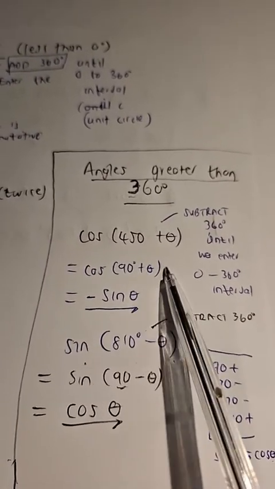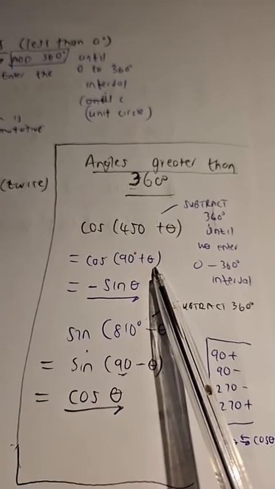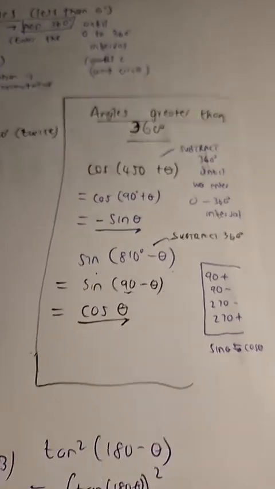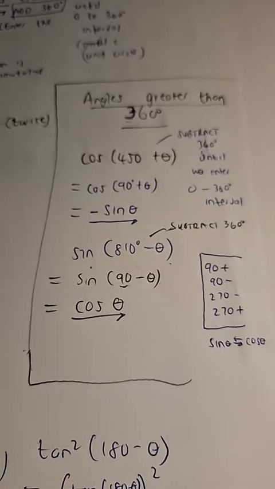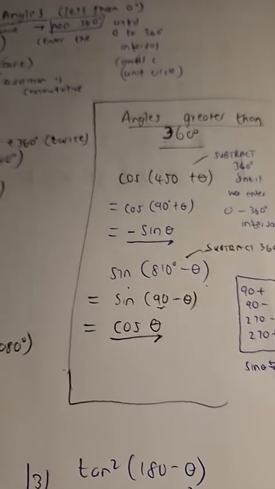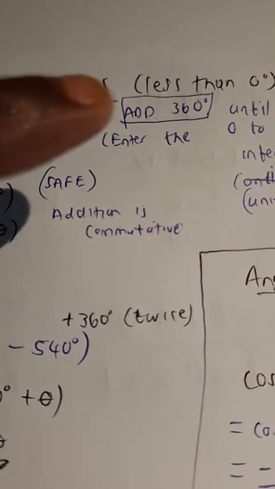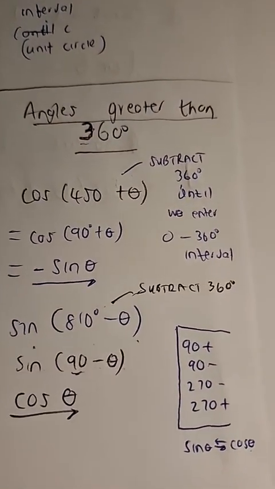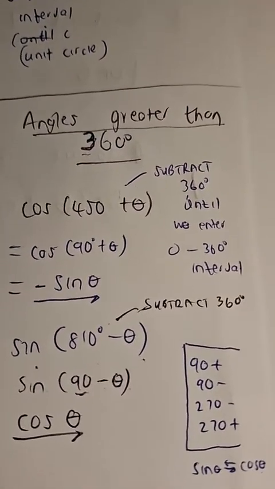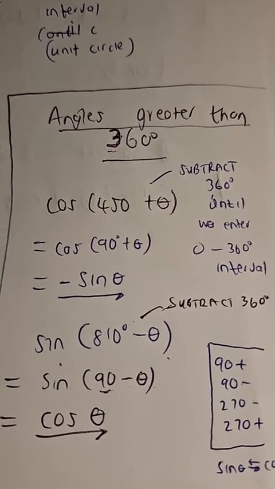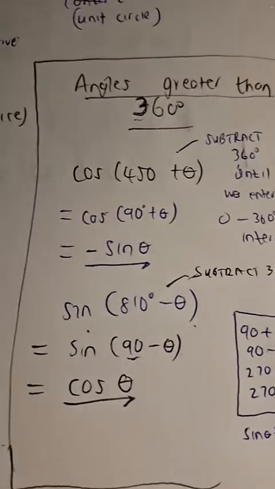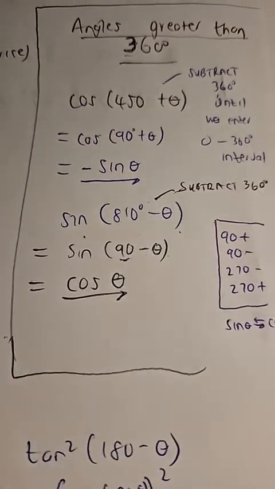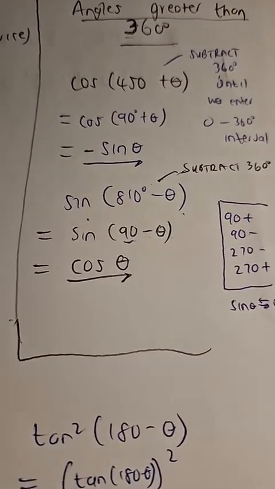Then we evaluate whatever function or co-function value we have, and then we write our answer. Okay, so that's what we are doing constantly with negative angles and the angles greater than 360. For negative angles, we add 360 until we enter into the 0 to 360 interval. For angles greater than 360, we subtract 360 however many times until we enter into the 0 to 360 interval. Then we evaluate whatever function value we have or co-function value, and then we write down the answer.